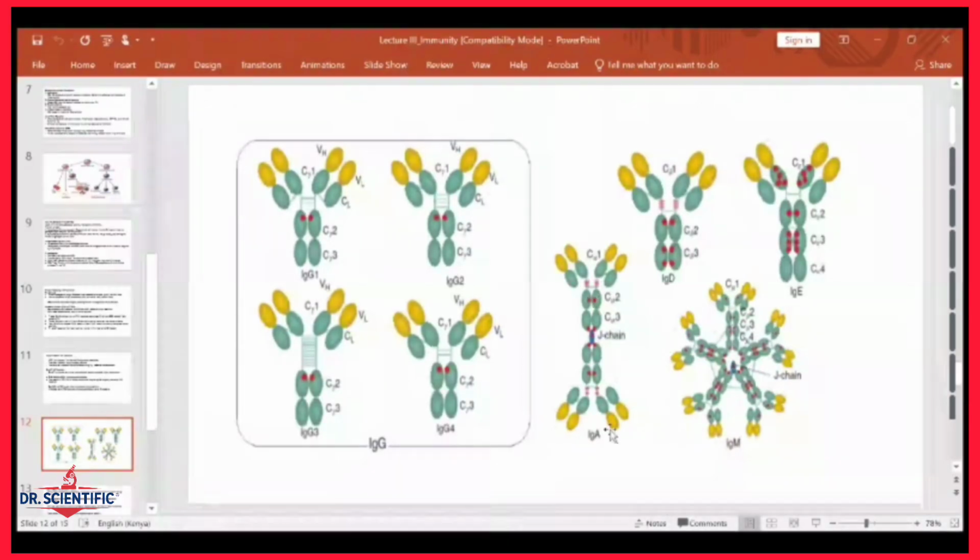IgM being the largest immunoglobulin has a valency of 10. 4, 5, 6, 7. No, valency of 20, not 10, 20. A valency of 20, sorry. So this is like 5 antibodies together, 1, 2, 3, 4, 5, 6, 7. There's a valency of 20. IgA has a valency of 4. Most of these others have valency of 4 because they, IgA might be a valency of 8 because it's bound here by a J chain.